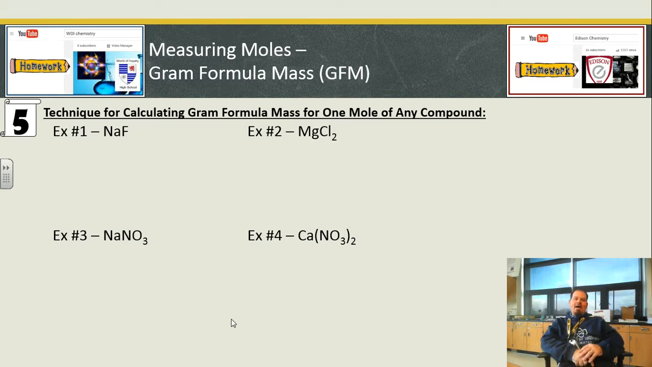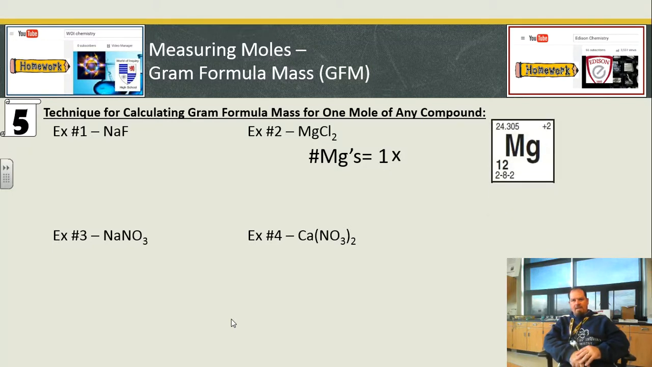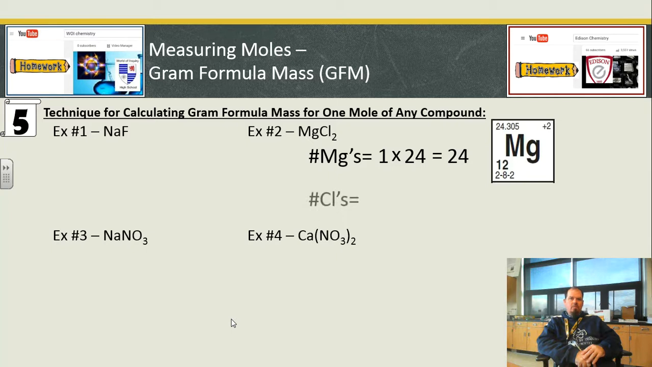Okay, counting atoms. So first, let me go with Mg. I got 1 of them. I look up on my handy dandy reference table, and Mg is worth 24 grams per mole. So 1 times 24 is 24. Good, moving right on to Cl. I see there's 2 of them, and I look on my reference table, and each one is 35.